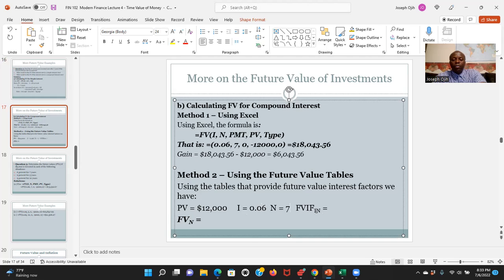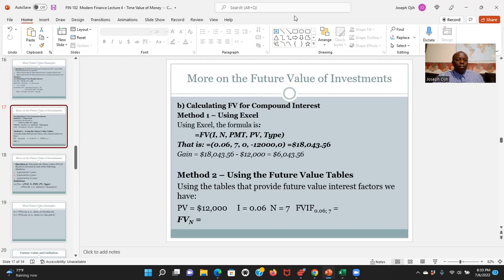Now you look for this value, the future value interest factor, under 0.06 interest, comma, and 7 years. So go to the table and look for this to get the interest factor. Let me take you to the table. I'm taking you to the table now.